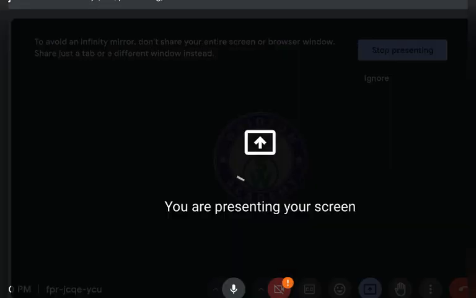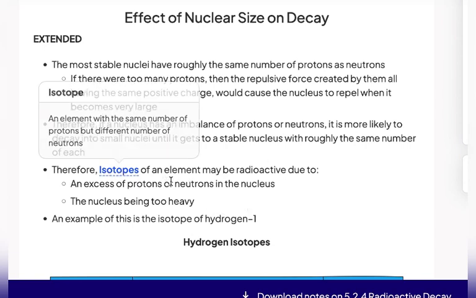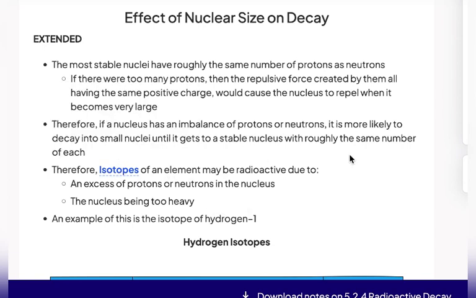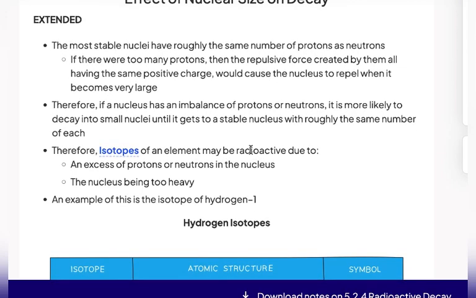We can therefore say that the nucleus has an imbalance of protons and neutrons. The farther apart the protons and neutrons grow, the more unstable it becomes, and the more likely it is for the atom to decay, to break into smaller units, until it gets to stability.